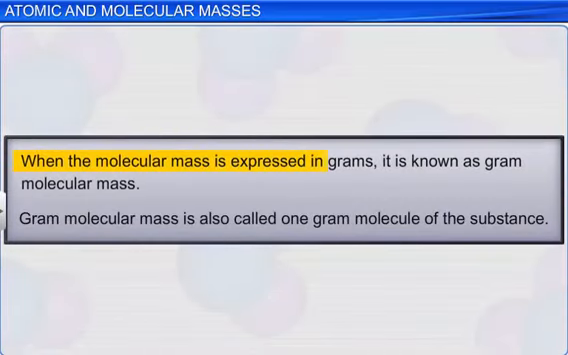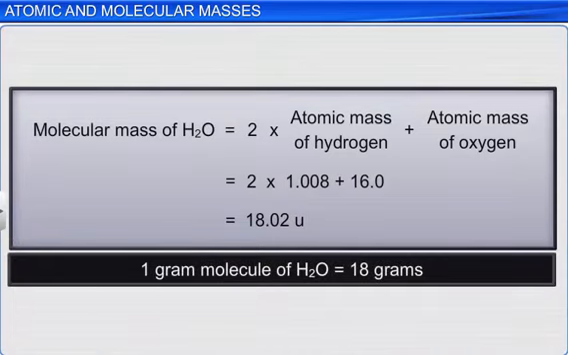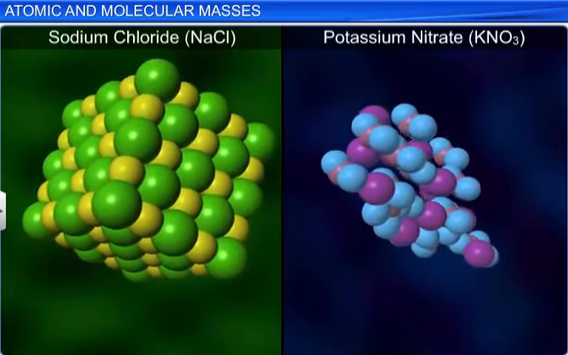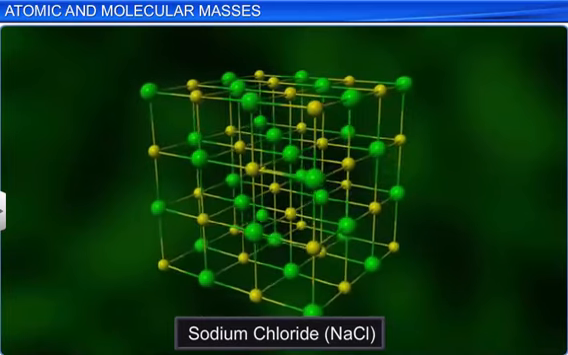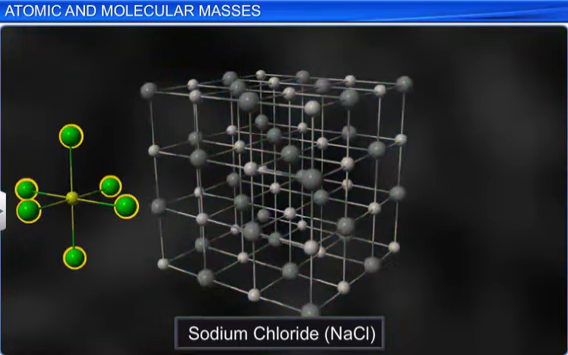When the molecular mass is expressed in grams, it is known as gram molecular mass. Gram molecular mass is also called 1 gram molecule of the substance. For example, 1 gram molecule of water is 18 grams. Lastly, let us look at ionic compounds. Ionic compounds such as sodium chloride or potassium nitrate do not contain discrete molecules as their constituent unit. The ions in such compounds are closely packed in a 3-dimensional structure. For example, in the sodium chloride crystal, an ionic bond is formed between a sodium ion and a chloride ion. However, in its crystalline form, each sodium ion is surrounded by 6 chloride ions.